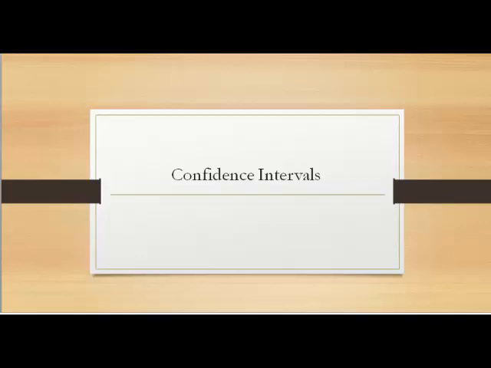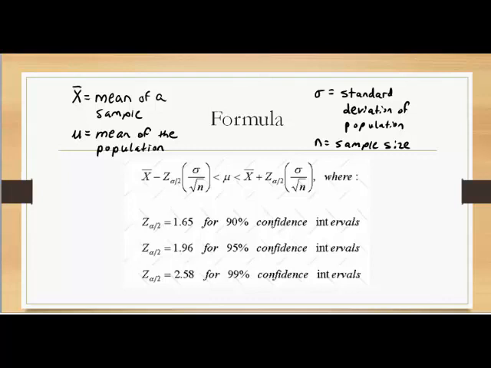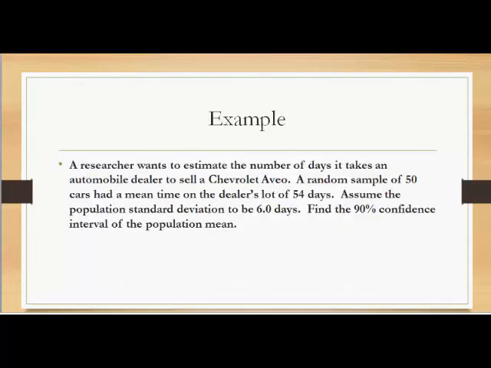We'll now look at one additional example in this section on confidence intervals. Again, before we get to our example, let's review the formula that we'll be using. So our example reads, a researcher wants to estimate the number of days it takes an automobile dealer to sell a particular car. We have a random sample of 50 cars.